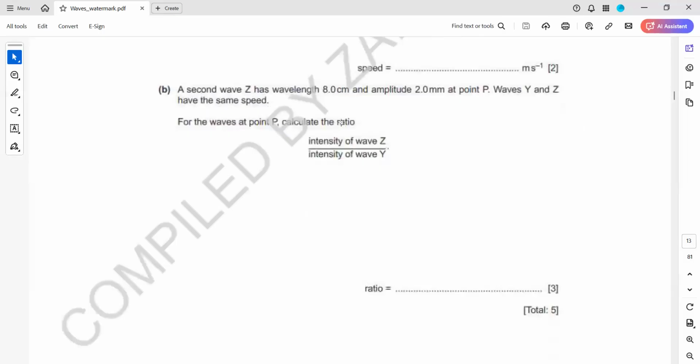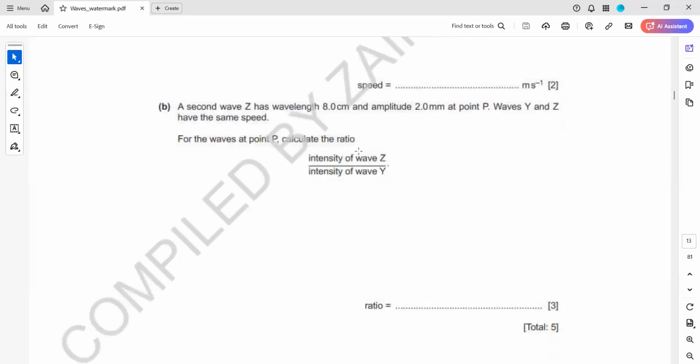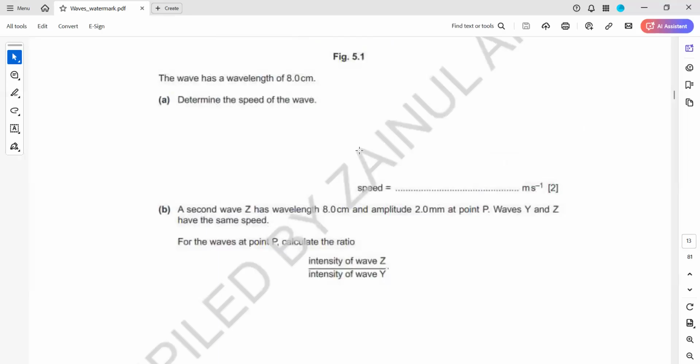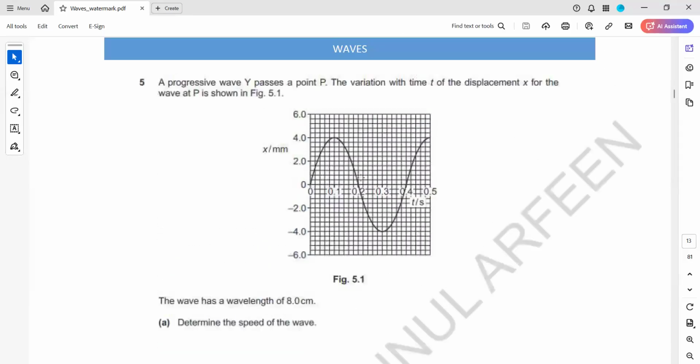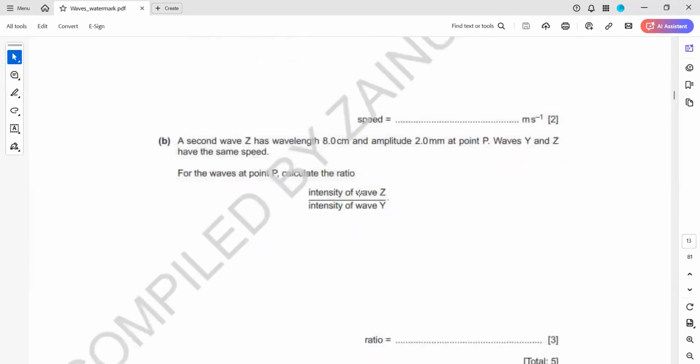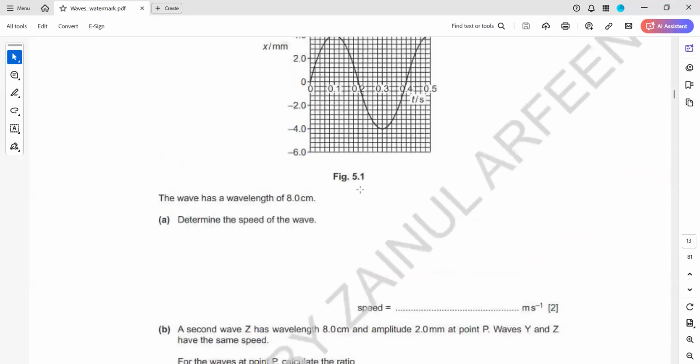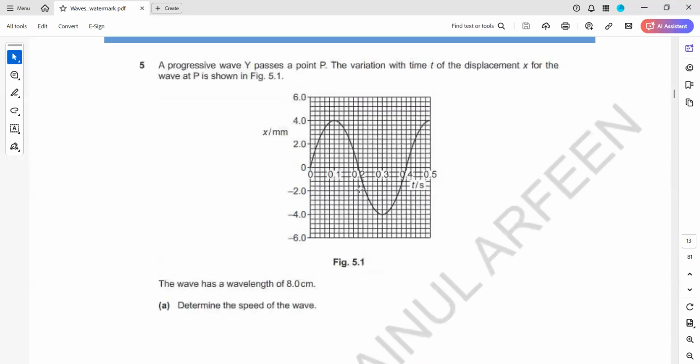A second wave Z has a wavelength of 8 centimeter and amplitude 2 millimeter. The wave Y and Z have the same speed. For the wave at point P, calculate the ratio. So we want to calculate a ratio of their intensities. We know intensity is directly proportional to the amplitude square. Or we can say intensity divided by amplitude square will always be a constant value, K.